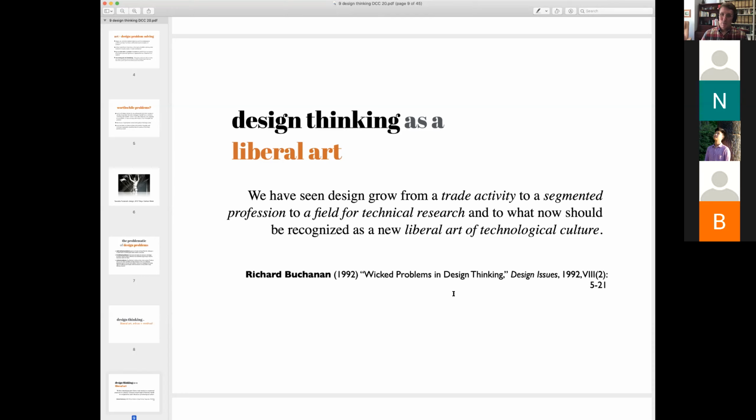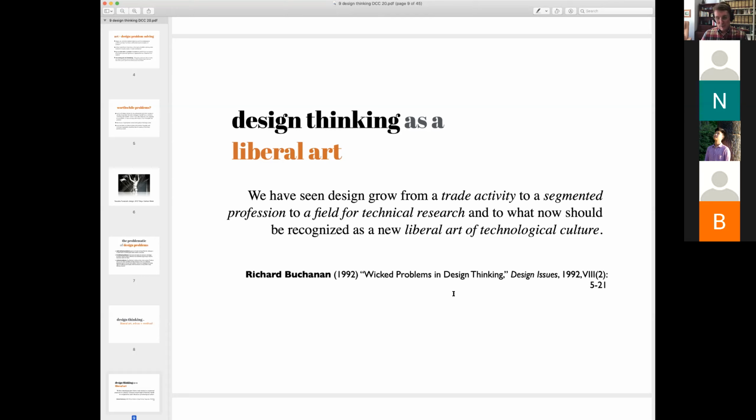By the way, there are issues of the way architects relate to design in general, because architecture is a subset of design, more strictly boarded and with very tough tests for admission into the professional association, for example. But then, so this segmented profession, and then it became a field for technical research. So you've got a whole surrounding academic field of design and design studies.